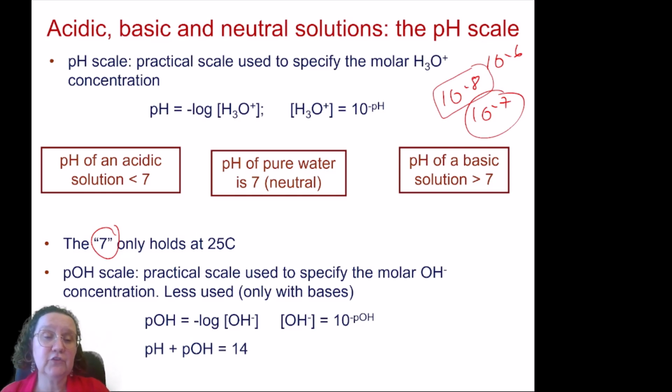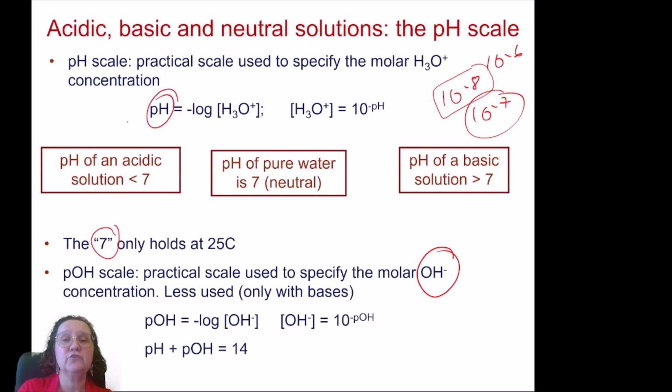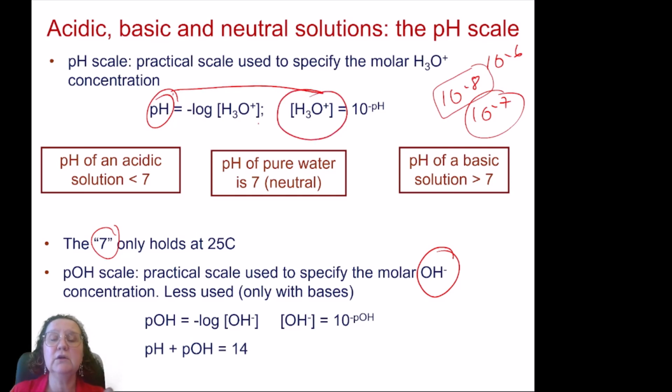You can play with the equation. In the same way as you define a pH scale, you can also define the pOH scale, which is less used. There are pH meters, not pOH meters, and it is only used with bases, and bases deliver hydroxyl ions, so it would be minus log of the concentration of hydroxyl ions. You can play between pH, minus log of the concentration of hydrogen ions, or the concentration of hydrogen ions, which is the inverse of the log, 10 to the minus pH.